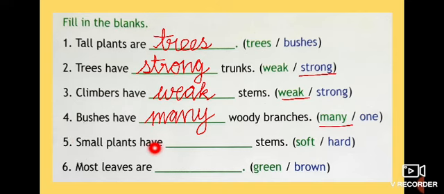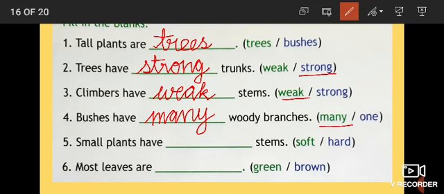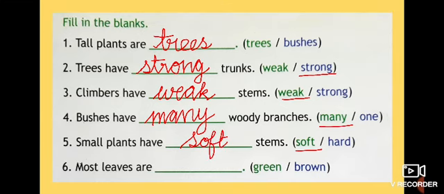Small plants have dash stems. S-O-F-T, soft, or H-A-R-D, hard. Small plants have, yes, we can easily pluck it. So how the stem is? It's very soft. What's the spelling for soft? S-O-F-T, soft. And look at the next one.